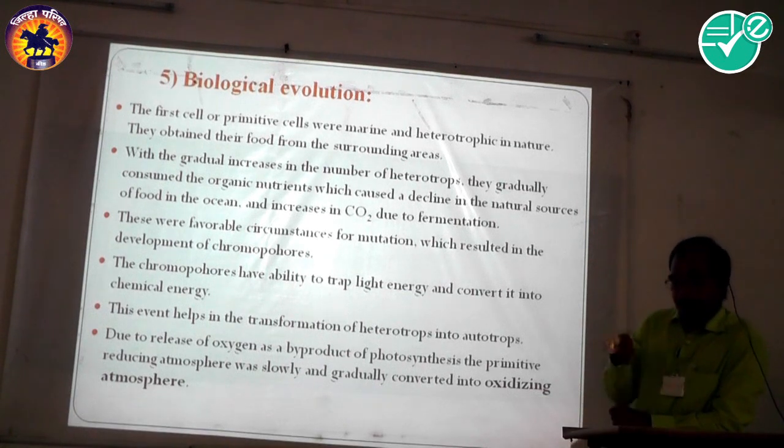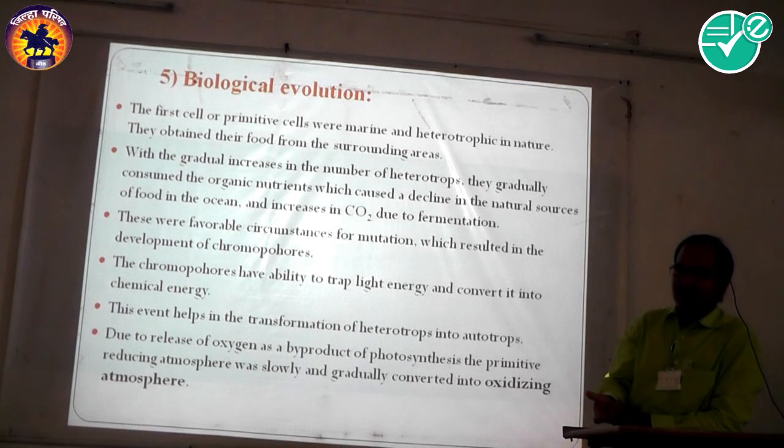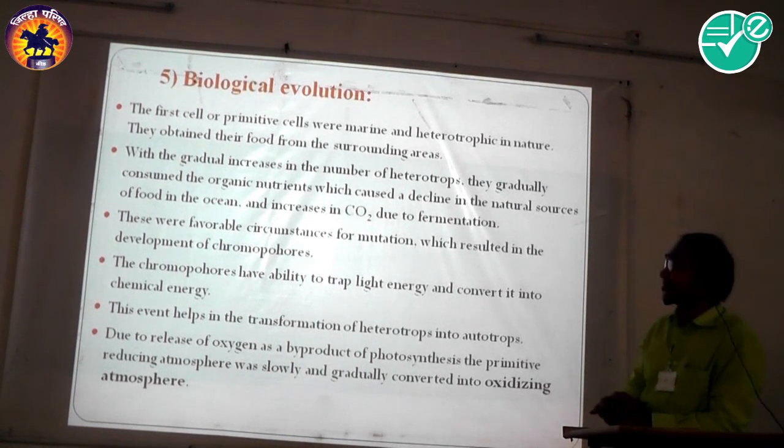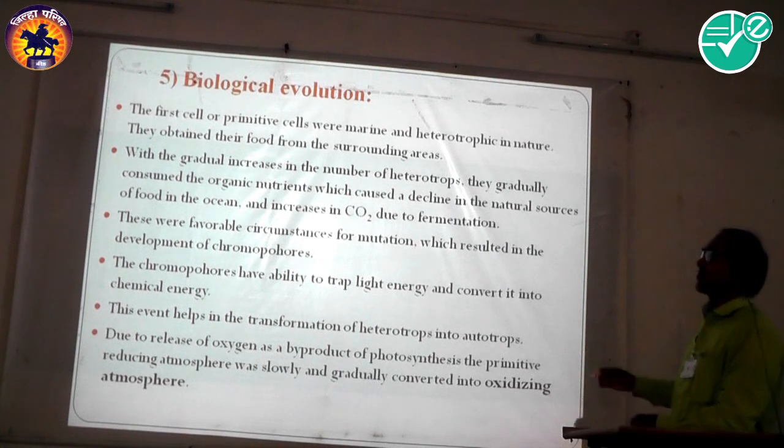In water. That means the first organism that originated on the earth is the animal, and from the animal cells there is a formation of the plant cell. We cannot clearly say that. But the first type of cell formed is the heterotrophic cell, and from the heterotrophic cell there is a formation of the autotrophic cell. This event helps in the transformation of heterotrophs to autotrophs due to the release of oxygen.